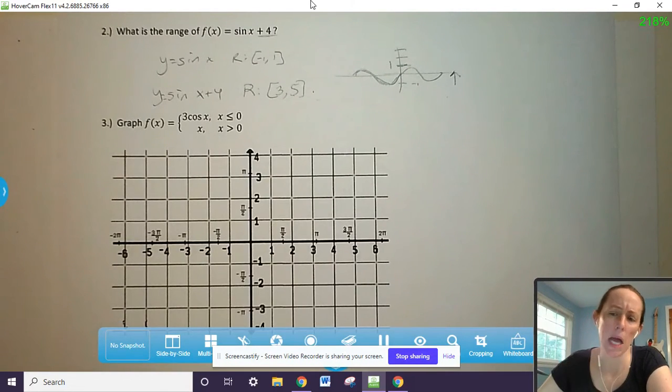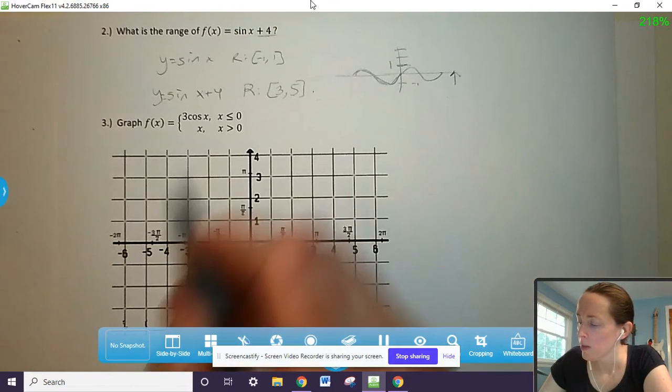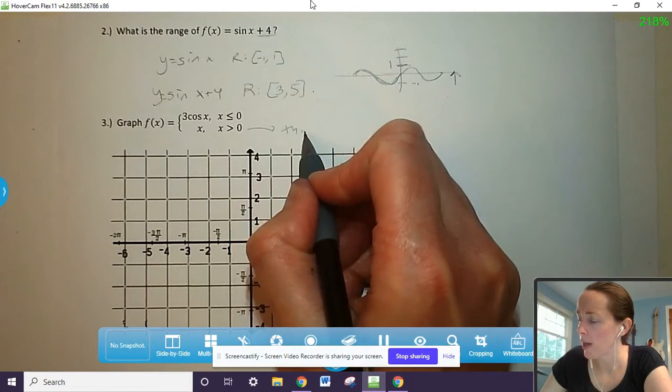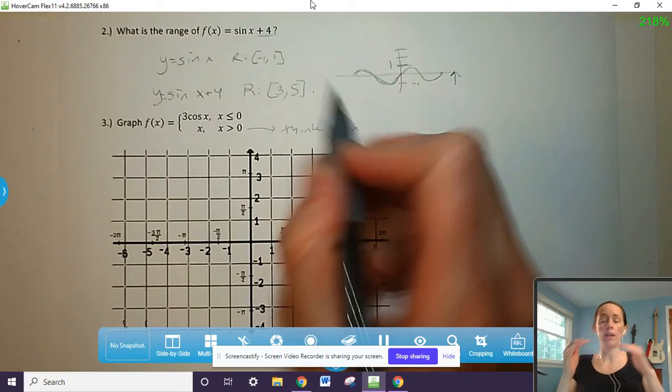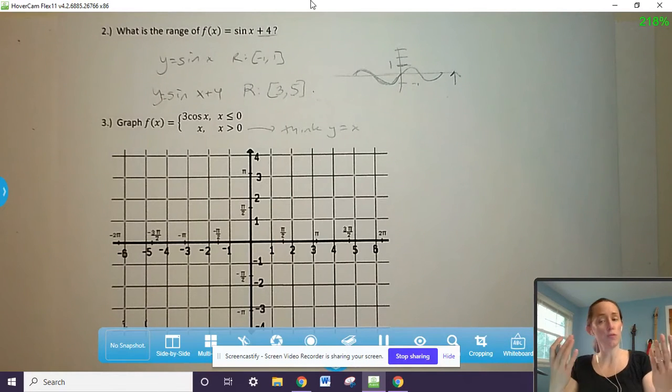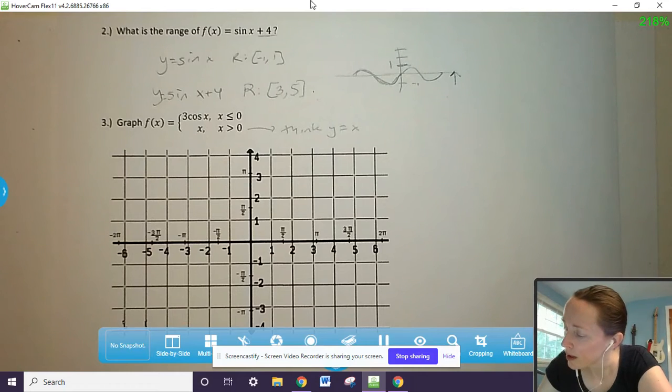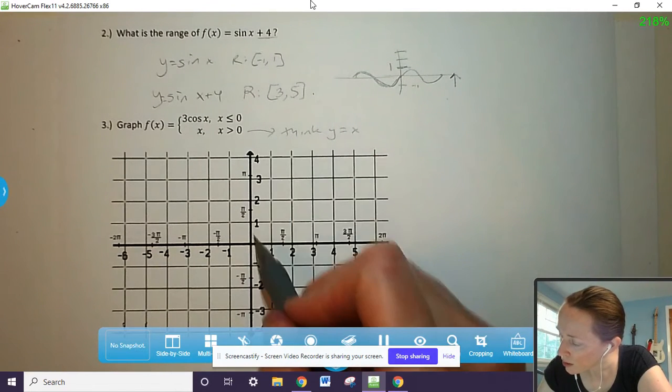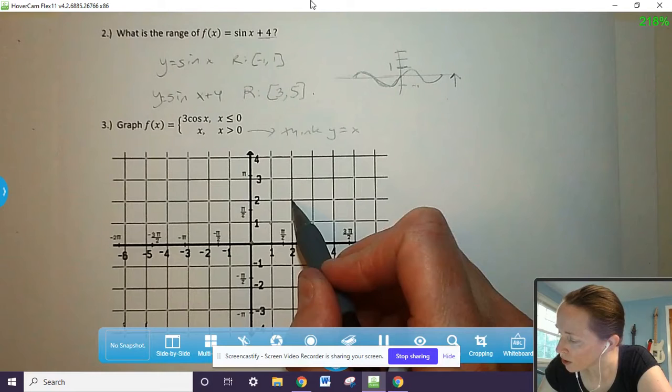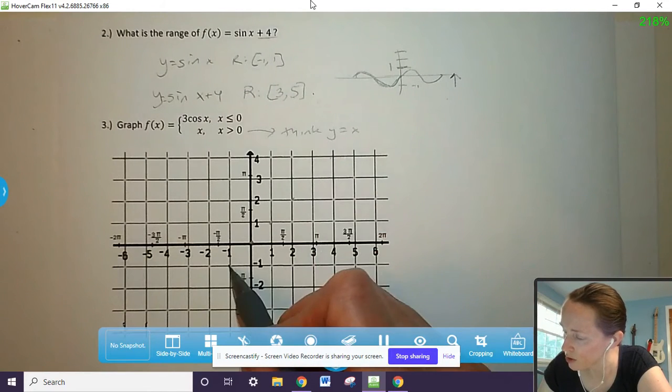So I'm going to start with the line because that's like the easier one for me. So I'm going to think y equals x, and they're not always a line and a trig function. It could be 2 trig functions. It could be a linear and a quadratic. Who knows? But I'm going to think y equals x. That has the points 0, 0, 1, 1, 2, 2, 3, 3, 4, 4, -1, -1, and so on.